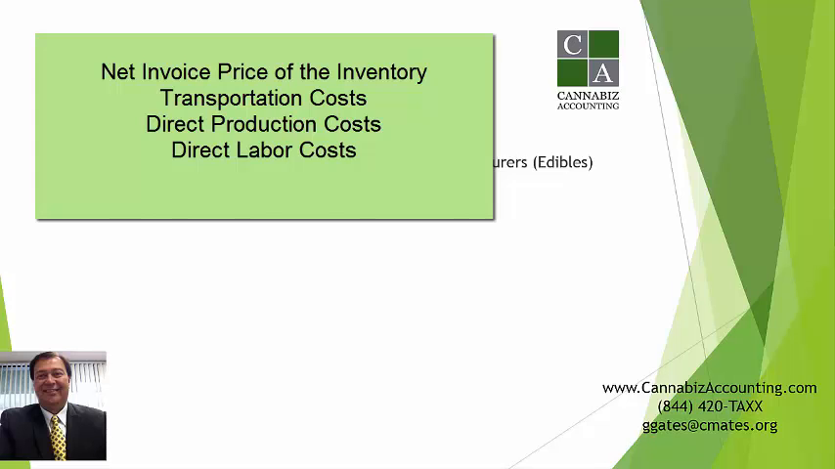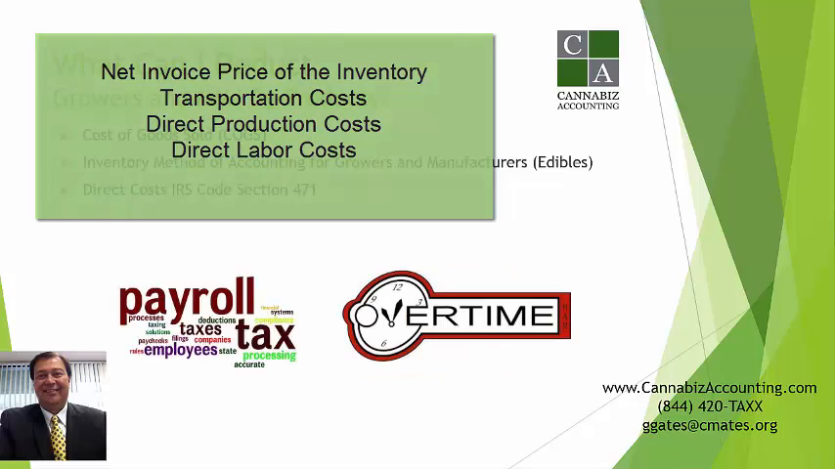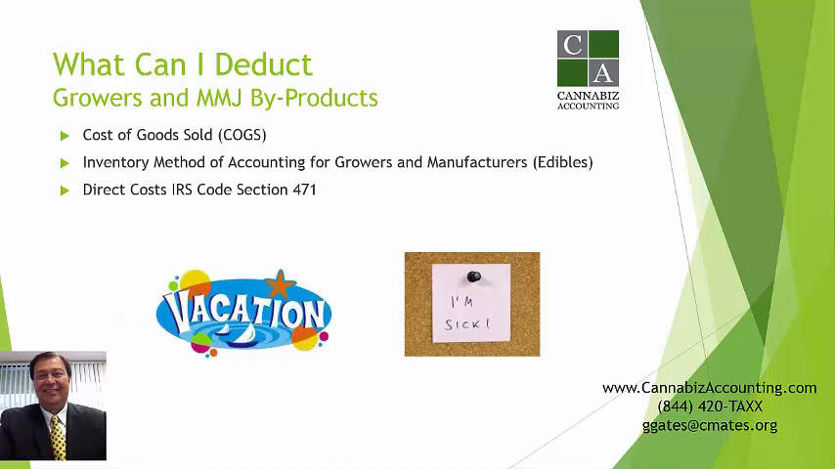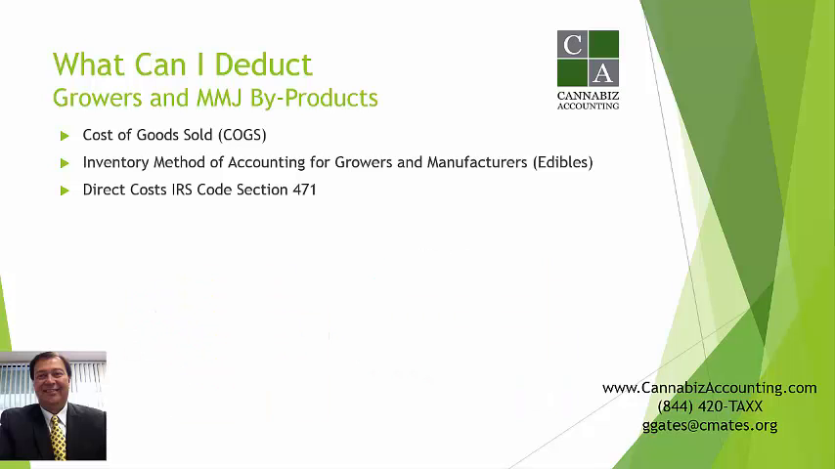Direct production costs typically include materials and direct labor. Direct labor costs include such items as basic compensation, overtime pay, vacation and holiday pay, sick pay, payroll taxes, workers' comp insurance, and unemployment payments. Now, indirect costs are broken down into three categories, and we're going to cover two of these three categories for you today.